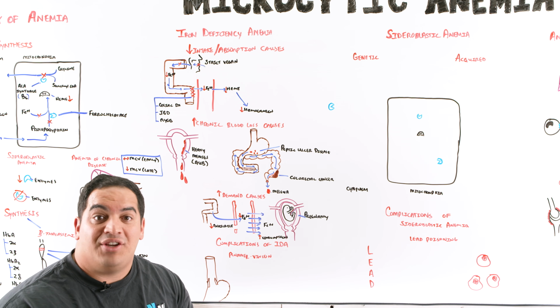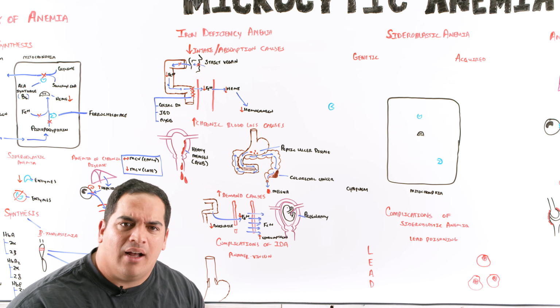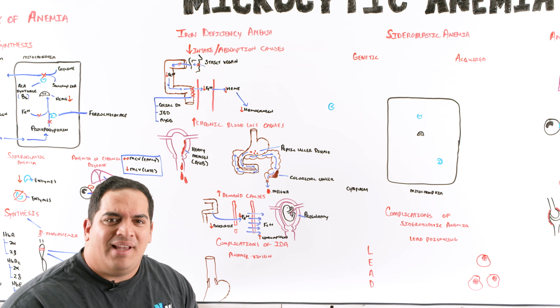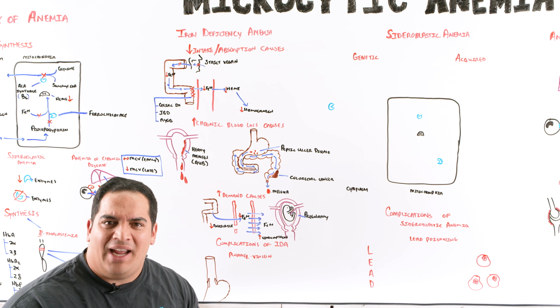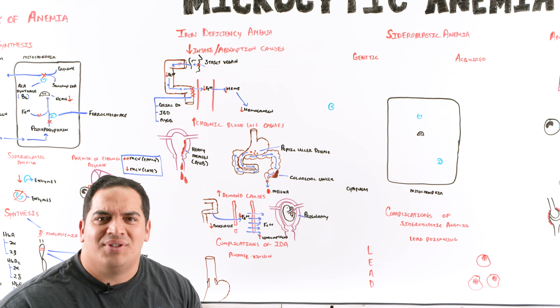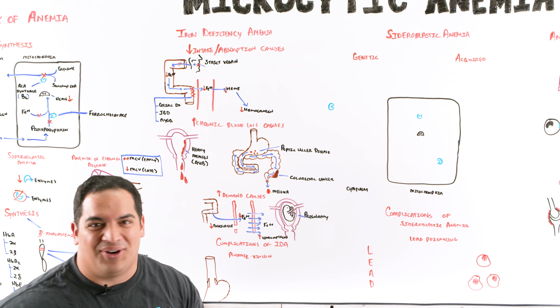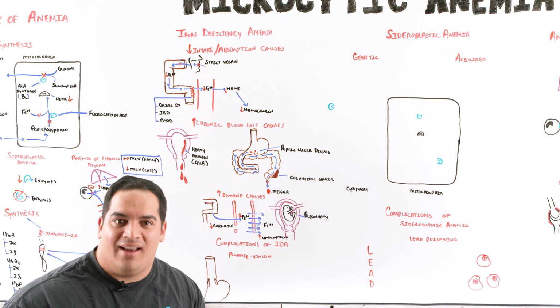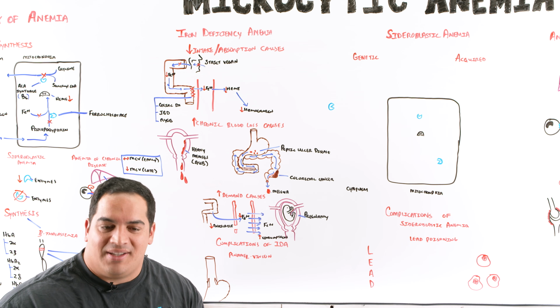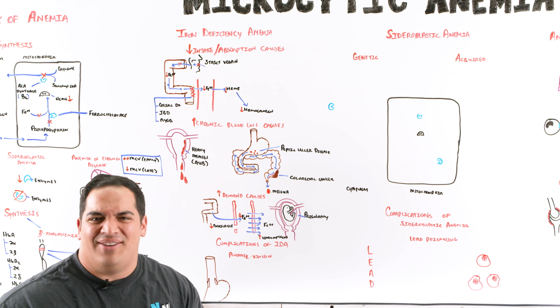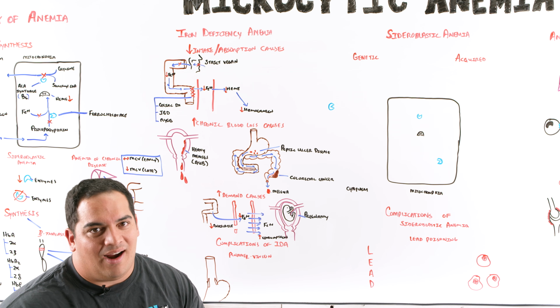The other thing is that these patients have a very high risk for what's called pica. And pica is basically this weird craving that these patients get for non-food substances like clay and dirt. It's really odd. So if you have a patient who's coming in and they have classic findings of anemia, plus they're eating clay and dirt, that should really make you think about iron deficiency.